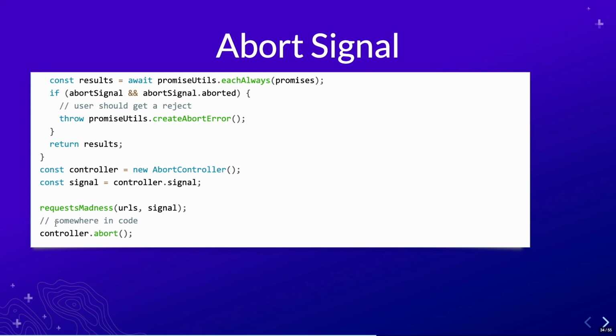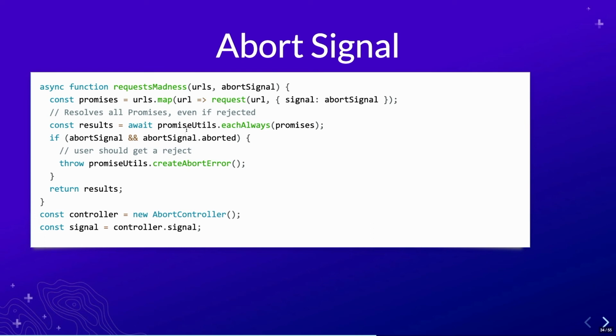Or you can do this somewhere else in your code. Maybe someone clicks a button to start requesting a bunch of data, but then they decide they want to request something else instead, so you can cancel that previous request and do the new one. So I'm going to start doing these requests for my URLs, and esriRequest inside the JavaScript API takes a signal as part of its options.